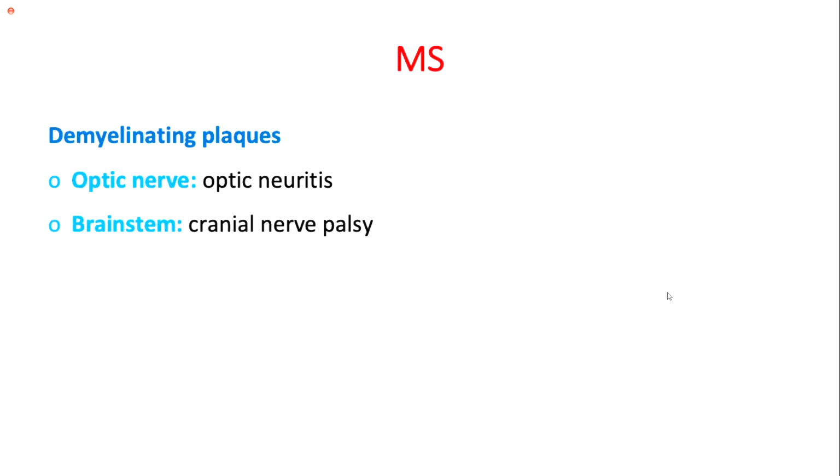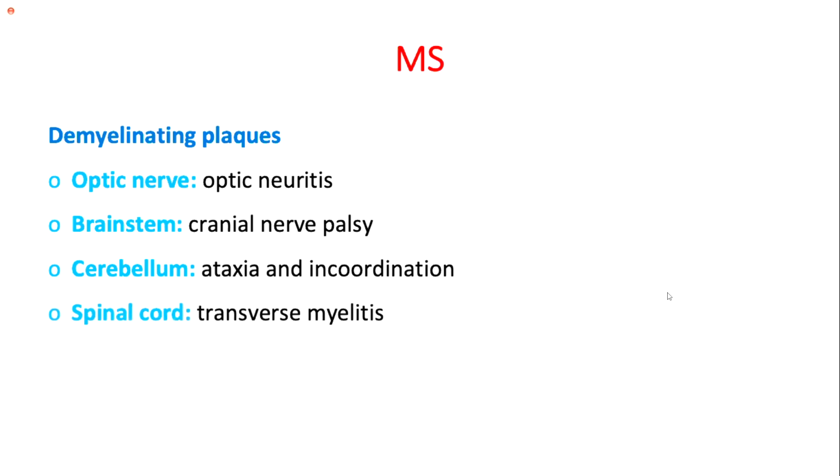Then the next favorite site, there are only 4 favorite sites. Next favorite site is the brainstem, so you get cranial nerve palsies. In the cerebellum, you have ataxia and incoordination, so the patient will present with a cerebellar ataxia. And finally, spinal cord: transverse myelopathy. That is why we are talking about multiple sclerosis under the topic of non-compressive myelopathies, because it causes transverse myelopathy. So these are the 4 sites I want you to remember: optic neuritis, cranial nerve palsies, ataxia or incoordination, and transverse myelitis.